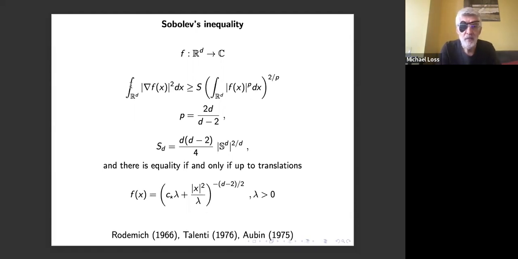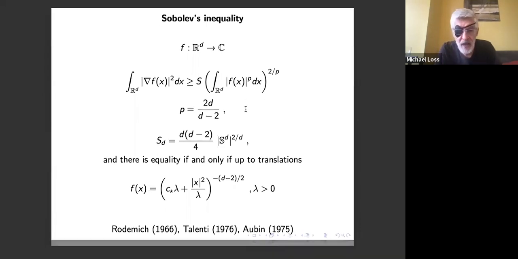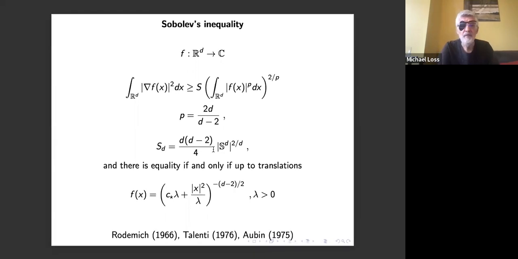And that's, of course, because you want to have that both sides have the same dimension. Okay. It turns out this constant is sharp, and there is equality if and only if, up to translations, f is given by this function here. And this has been figured out, interestingly enough, by Rodemich already in 1966. He gave a seminar at Caltech about this. And then, of course, Talenti in '76, and Aubin. So this is an inequality which we are going to use now in the talk. And I would like to simply state the facts here.